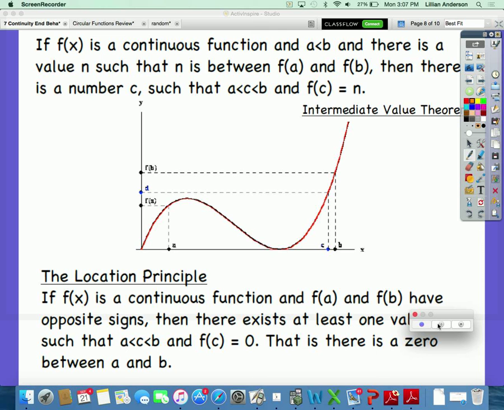So, breaking it down piece by piece. If f of x is a continuous function, we just talked about what a continuous function is, right? And a is less than b. If you look at this graph, say a is 2 and b is 8. Then there's a value n such that n is between f of a and f of b.